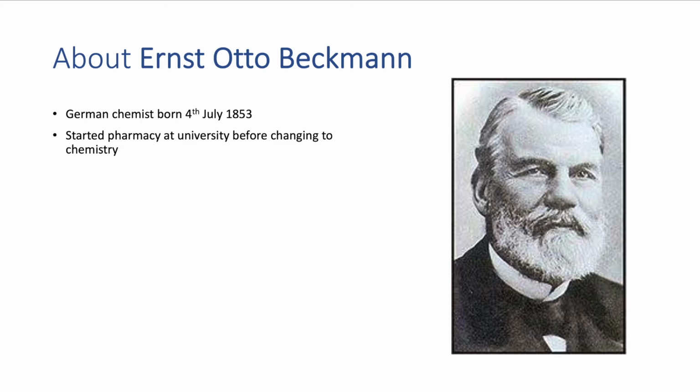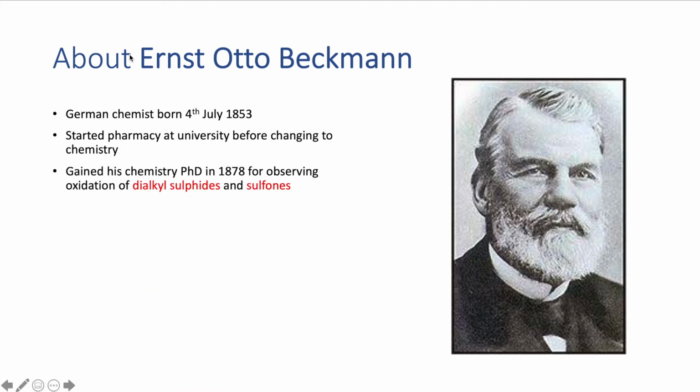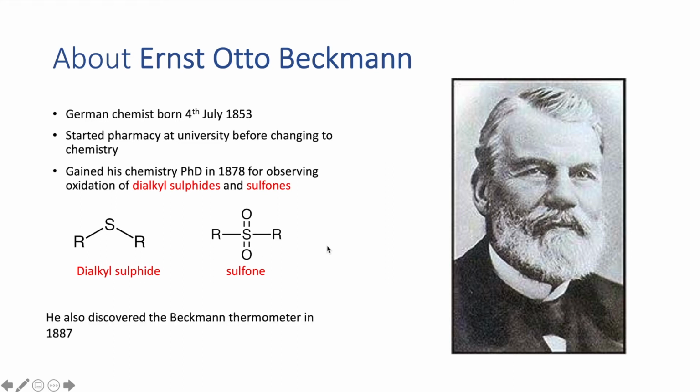He then continued his pharmacy and passed his pharmacy exam in 1877. After this, he moved to Leipzig, where he gained his chemistry PhD in 1878 for observing oxidation of dialkyl sulfides and sulfones, which look like this. He also discovered the Beckmann thermometer in 1887, which is like an analytical piece of equipment.